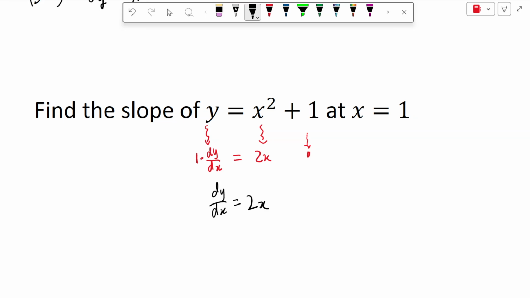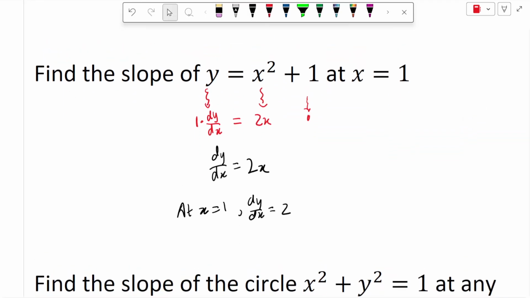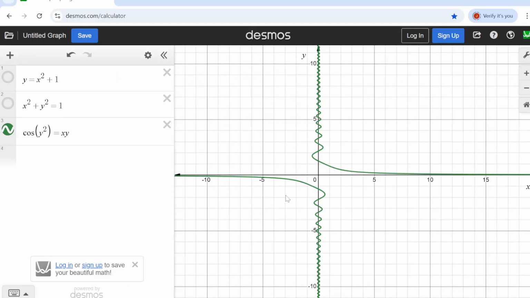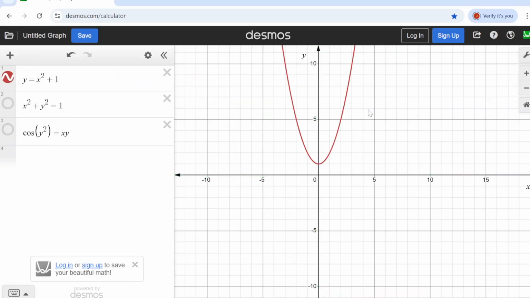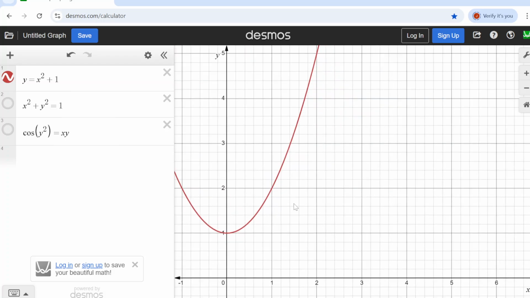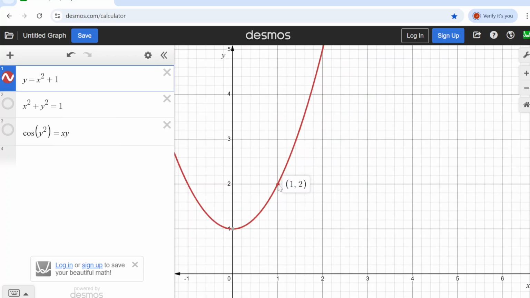dy dx is 2x, and then we could say something like at x equals 1, dy dx is 2 times 1, so that's 2. And just as a little example of what that means, we can look at the y equals x squared plus 1 function, and you can see that at x equals 1, the slope is about 2. It's going up 2 for every 1 it goes across.